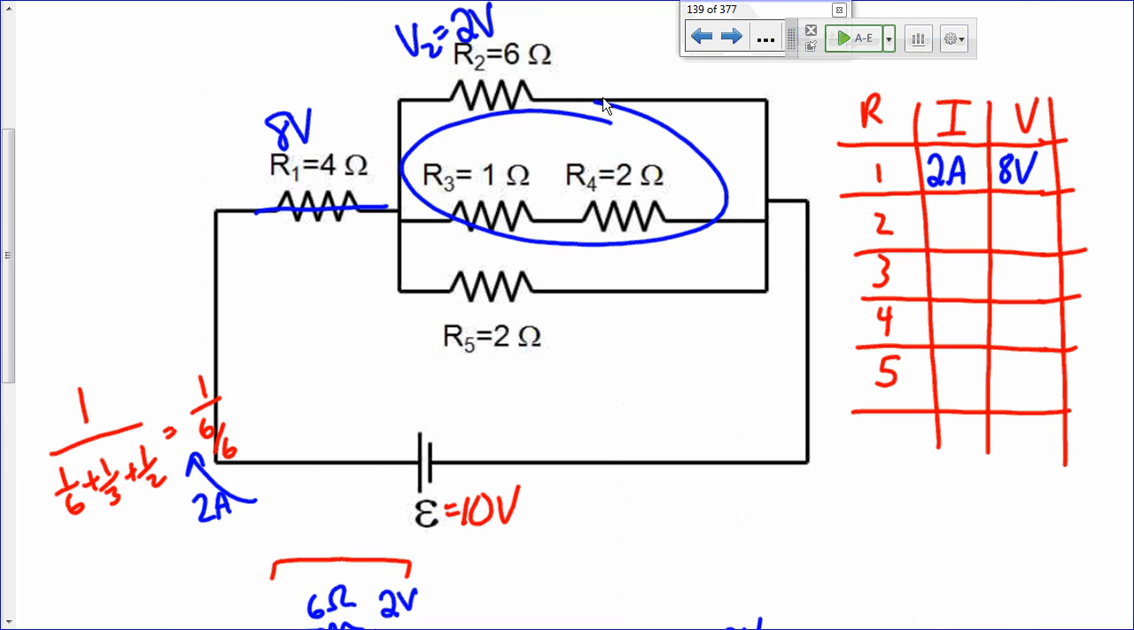What's the other voltage I can fill in right away? R5 is going to be the same. That's 2 volts, and then we also said R2 is 2 volts. Oh, I'm sorry, yes. So that's in my little table.